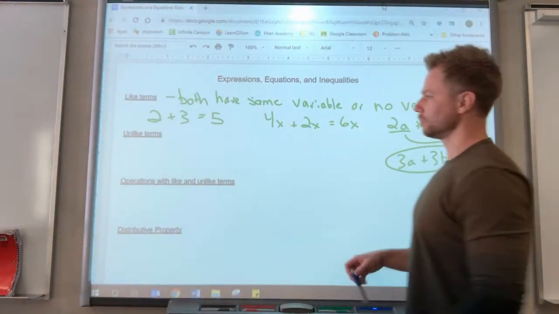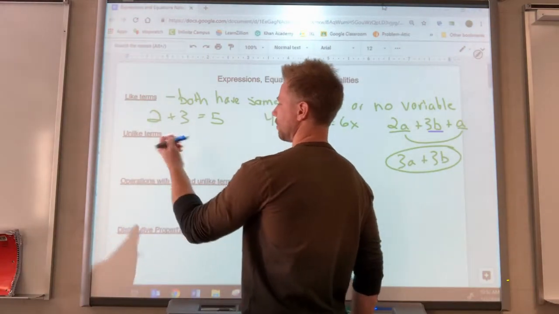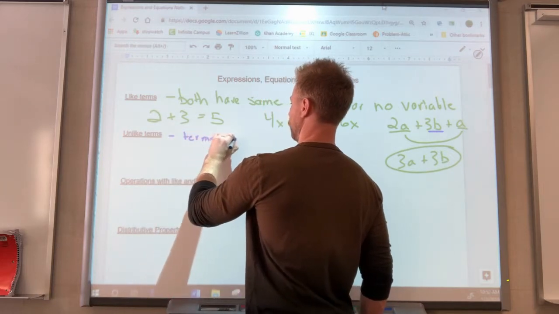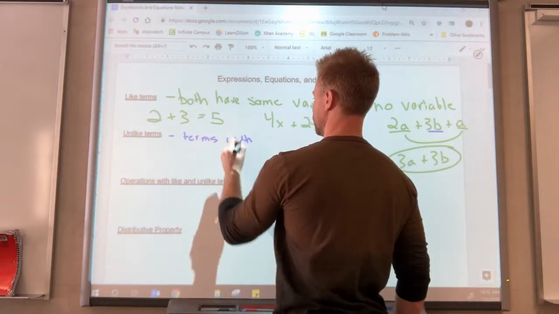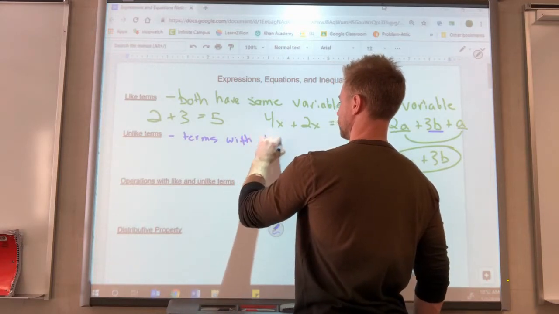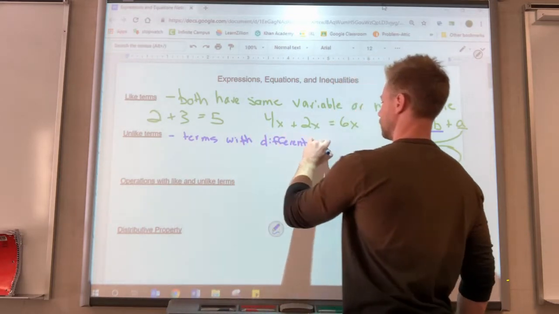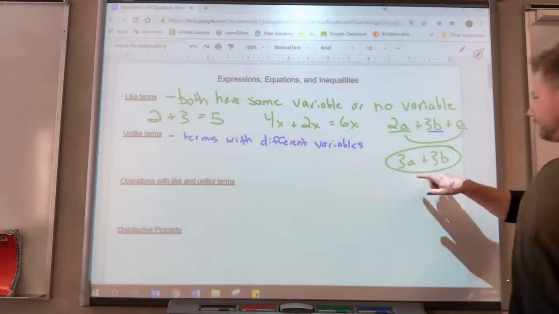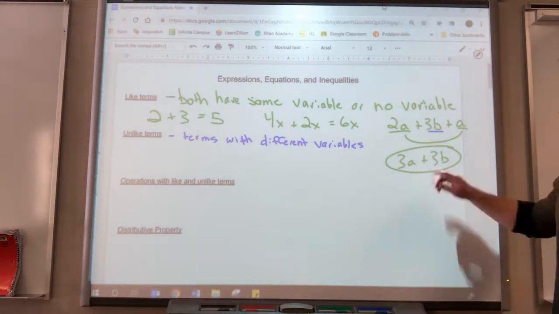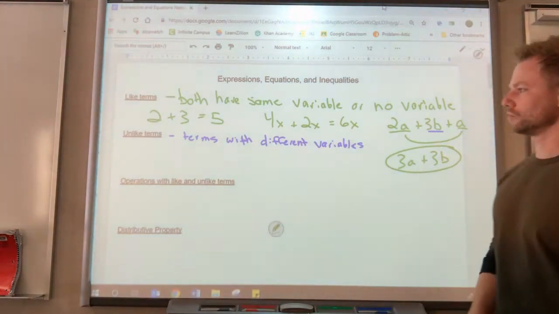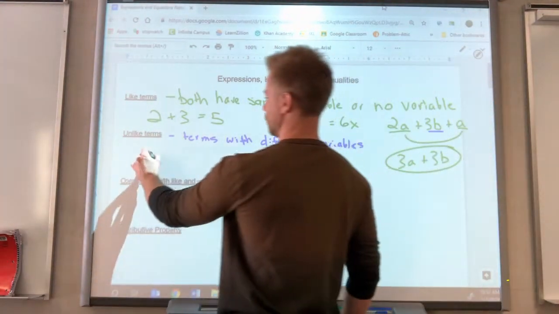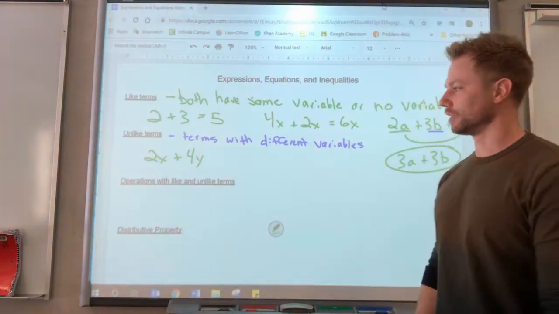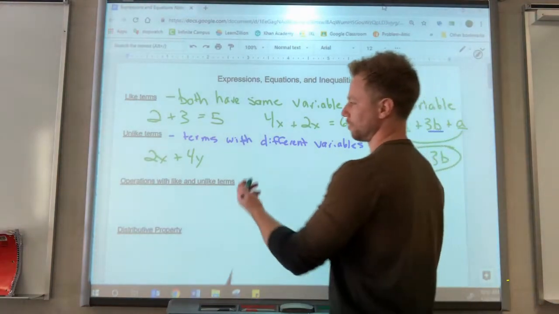Okay? Unlike terms would be terms with different letters or different variables. So we already looked at an example of that here. 3a and 3b are unlike terms. They have different letters or different variables, so they cannot be combined together. Another example would be 2x plus 4y. Okay, they have different letters, different variables. They cannot be combined or simplified any farther.